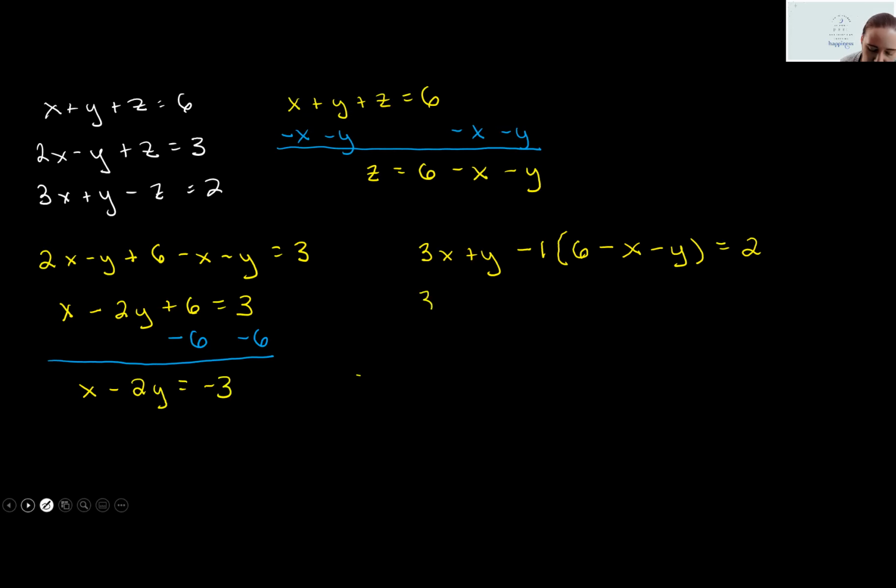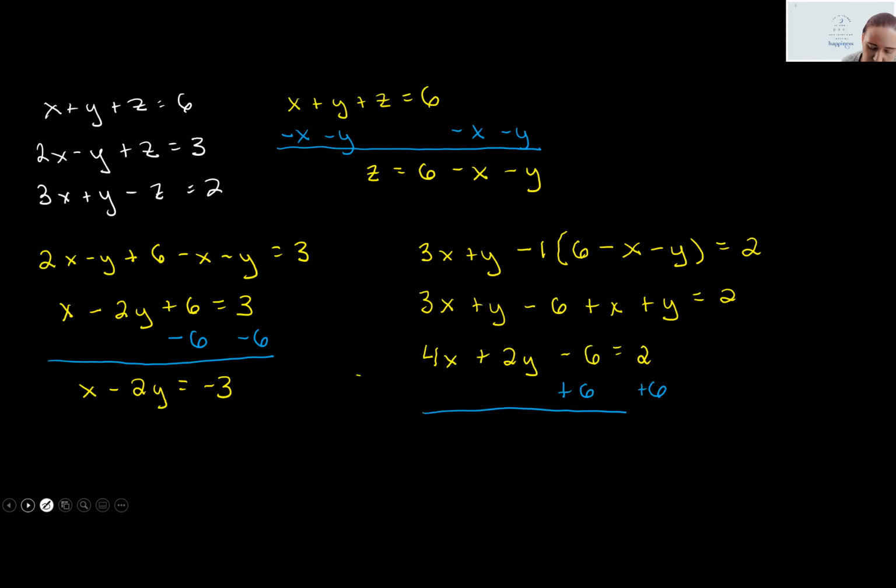Second one here, I need to distribute first. So I have 3x plus y minus 6 plus x plus y equals 2. So now I'm going to combine like terms. We have 4x plus 2y minus 6 equals 2. I'm going to add 6 to both sides. And I got 4x plus 2y equals 8.